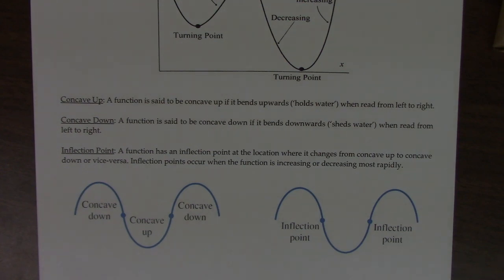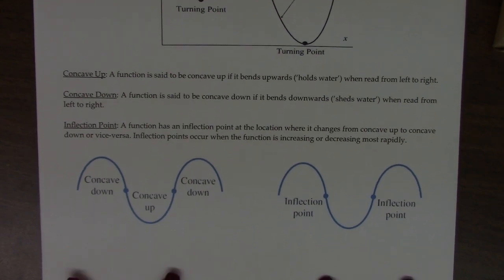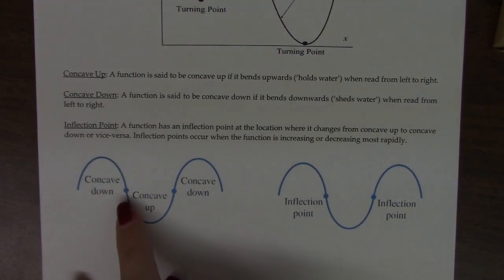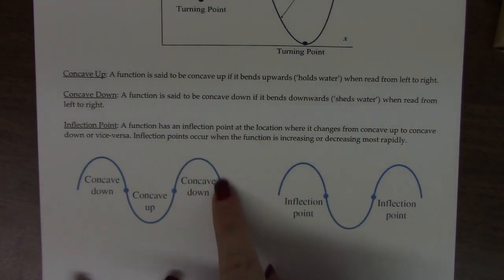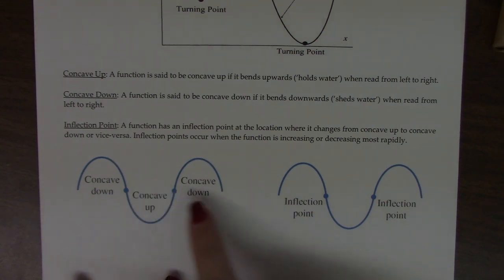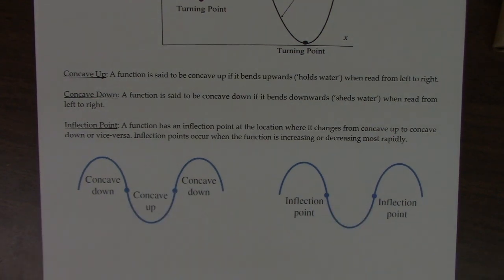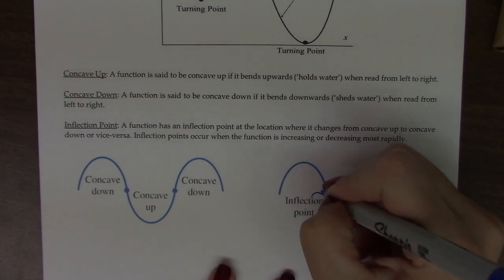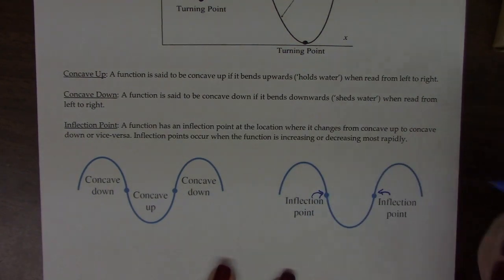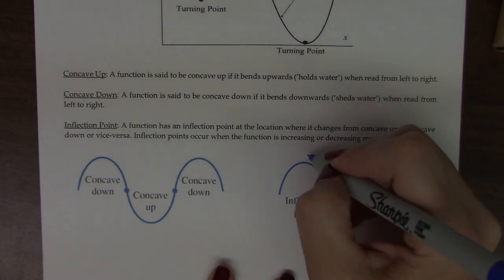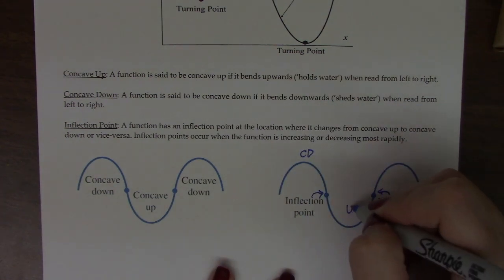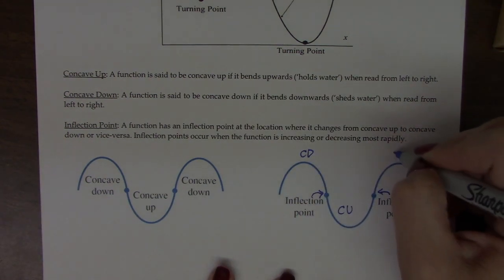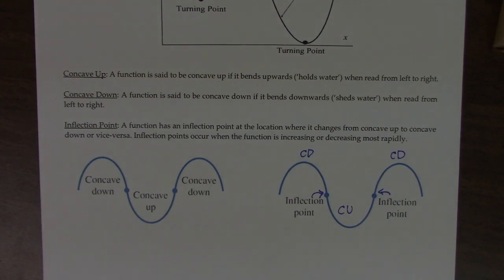And just like we have a turning point that changes increasing to decreasing, we call the change in concavity an inflection point. So down here you can see we're concave down, we're concave up, we're concave down, and these 2 little dots here are actually your inflection points. And so this is where the graph is changing from concave down to concave up, and then it changes back to concave down again.